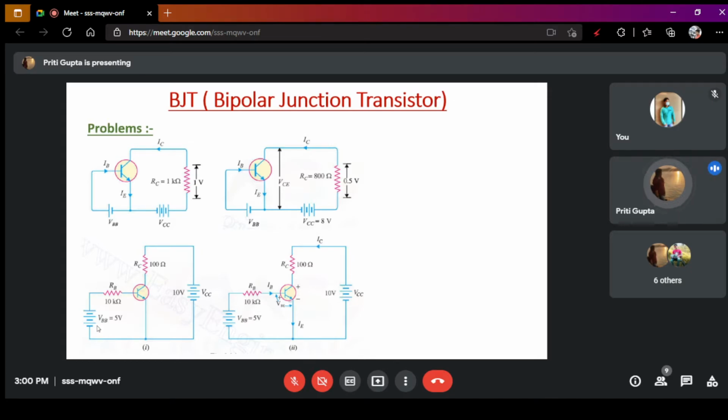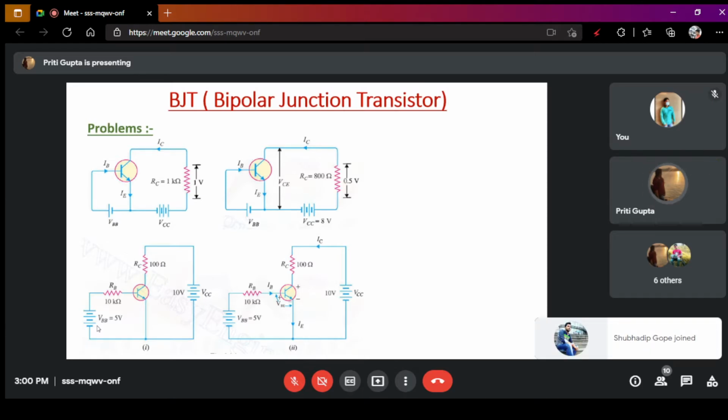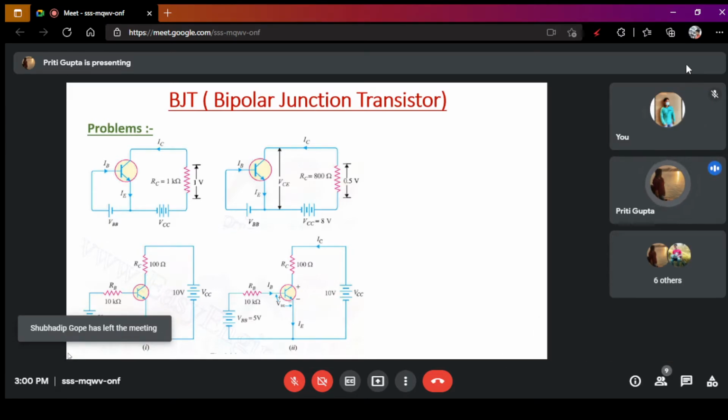Whatever your BJT circuit is, CB or CE, at first we will take the input terminal or input loop. We will find out IB, and from IB we can easily find out IC. Next we will take the output side, meaning this collector and this emitter side. This is my output loop, and this is the input loop on the left hand side, which is done. Now from the output terminal we will find out VCE.